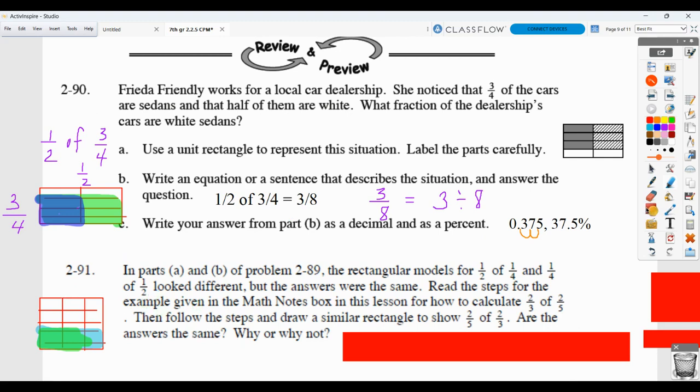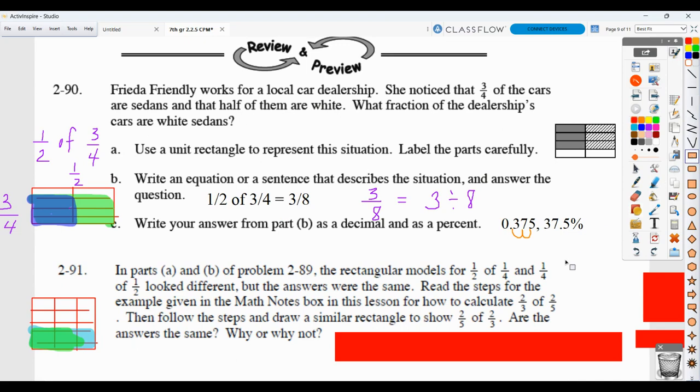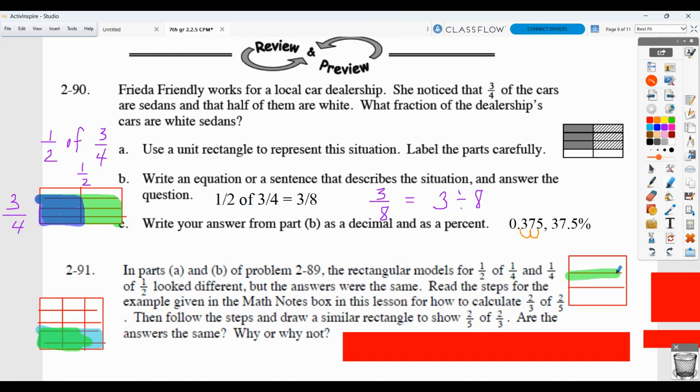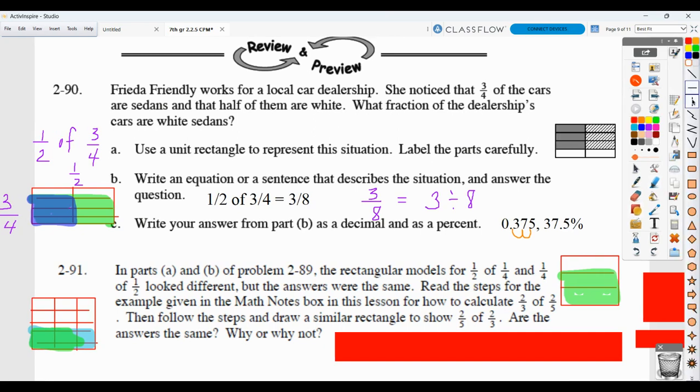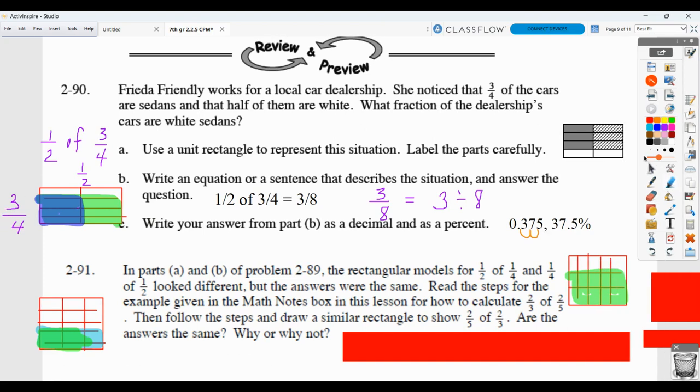If I'm going to do it the other way around, now I'm going to start with the 2/3. And again, you can do that vertically or horizontally, it doesn't matter. So I'm going to shade in my 2/3. And then I'm going to do 2/5 of that, which means I've got to come through the other way and do fifths and shade in 2/5.